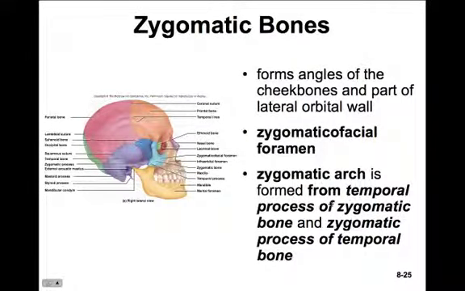Next, let's look at the zygomatic bones. The zygomatic bones are pictured in light blue here. We're going to see in the zygomatic bone the zygomaticofacial foramen. The zygomatic bone also forms part of the zygomatic arch, the other portions formed by part of the temporal bone. So we call this the temporal process of the zygomatic bone. And then this purple portion of the zygomatic arch is the zygomatic process of the temporal bone, because they're each reaching towards each other.